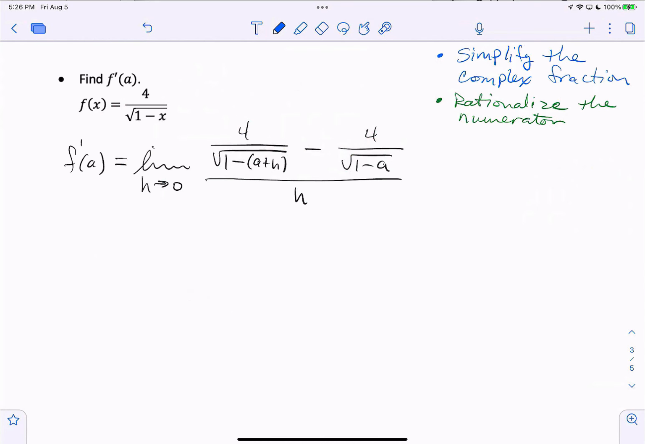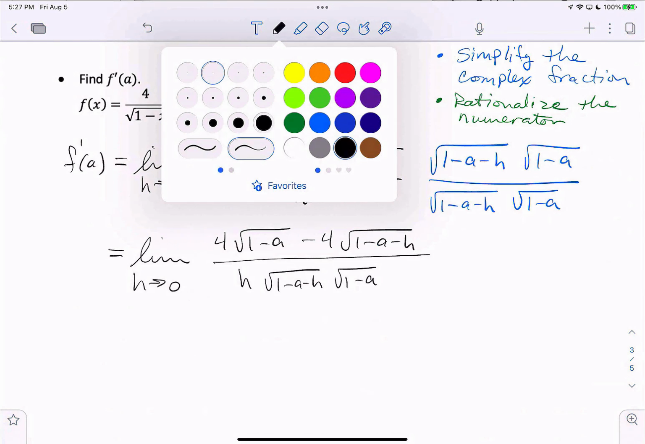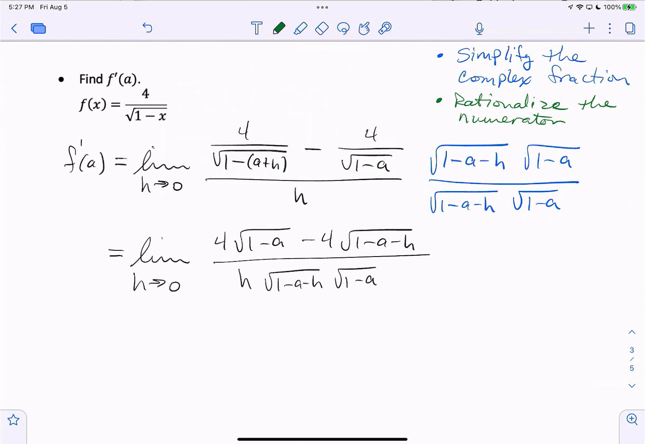simplify the complex fraction. So I'm going to multiply numerator and denominator by the little denominators. So the square root of 1 minus a minus h, I went ahead and distributed, times the square root of 1 minus a. I'm going to multiply that into the numerator and denominator. And I skipped the work, but you can freeze the screen if you want to look at it more closely. Now I need to rationalize the numerator.